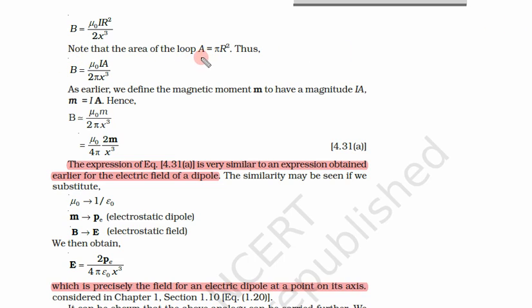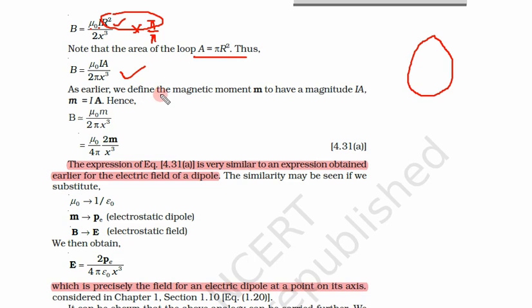Now we know one quantity, that the area of the loop is pi r square, that is clear to you. So this area is pi r square because it is a circular loop. So let us put this mu naught I, r square was already there, we multiplied it with pi and divided it with pi. This pi r square will become A, and in the denominator we have another pi. So mu naught I A upon 2 pi x cube.